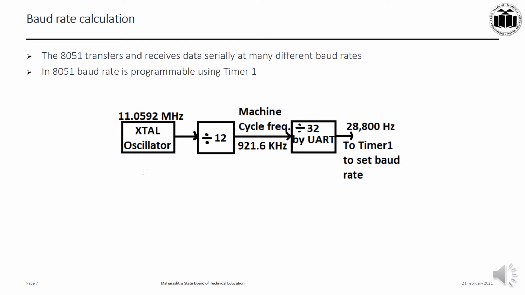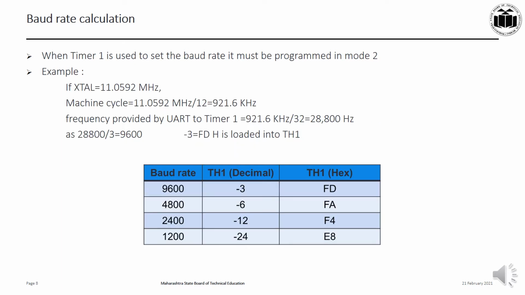As shown in the figure, the 8051 divides the crystal frequency by 12 to get the machine cycle frequency. So when the crystal frequency is 11.0592 megahertz, the machine cycle frequency will be 921.6 kilohertz. The 8051's serial communication UART circuitry divides the machine cycle frequency, which is 921.6 kilohertz, by 32 before it is used by timer 1 to set the baud rate. When timer 1 is used to set the baud rate, it must be programmed in mode 2.